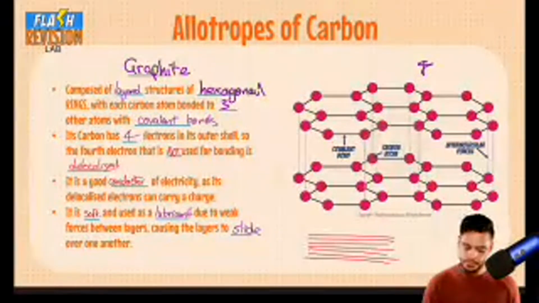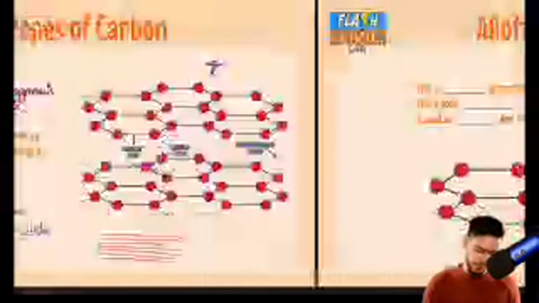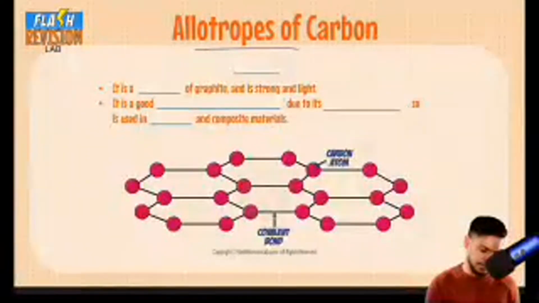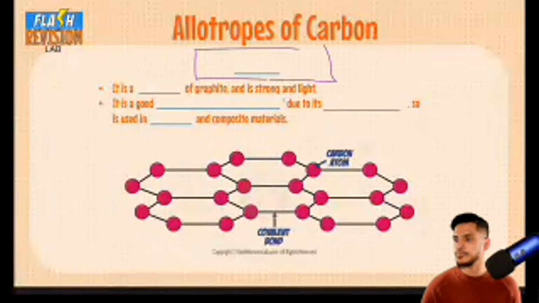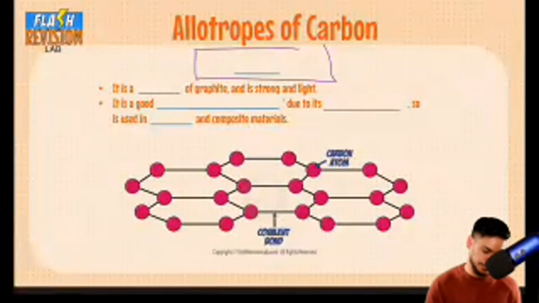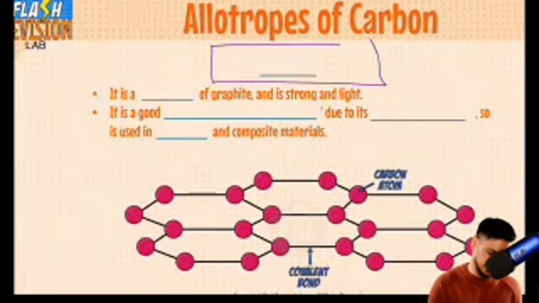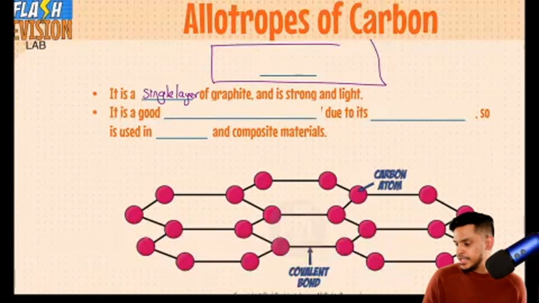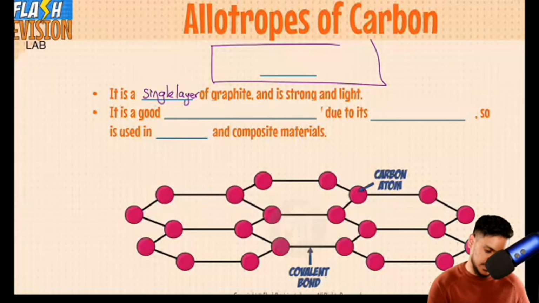Okay. The next one is very similar. So this is graphite. Who knows what this one's called? It's 1 layer of graphite. What's 1 layer of graphite called? It's a single layer of graphite and it is strong and light. Graphene. Yes, it is. Just be careful with the spelling, Andrew.